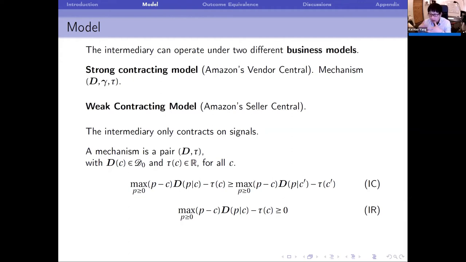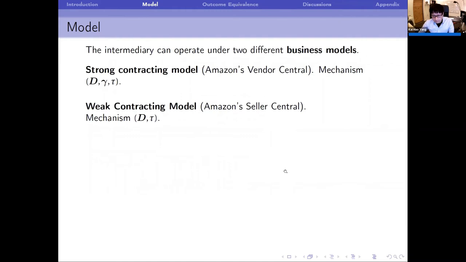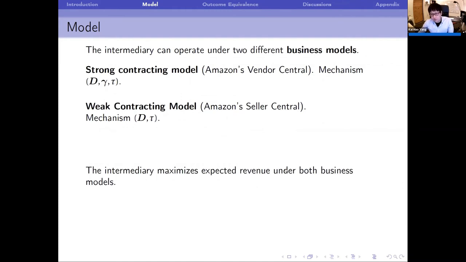But at the end, it's the seller who gets to choose the price. So the seller, after signing a contract with the intermediary, would have to solve a profit maximization by herself. And that profit maximization involves the seller's true cost as opposed to the misreported cost. And that's going to be a key ingredient that creates some economic tension that we have to deal with later on. Okay, so that's the weak contracting model. And the intermediary under both business models is just going to maximize the expected revenue. All right, so that's basically the model.